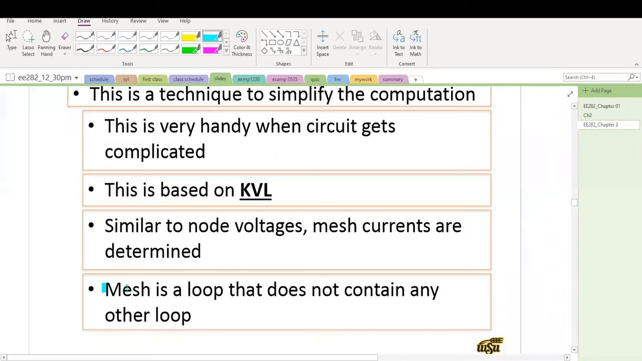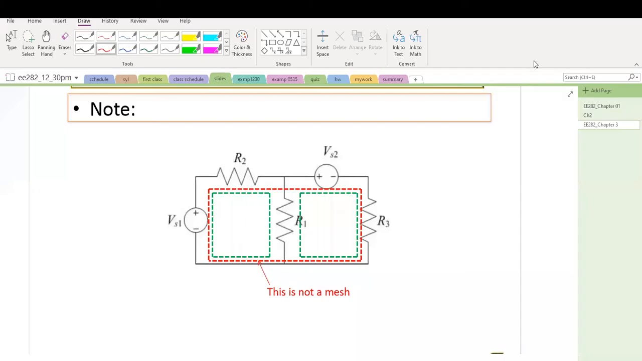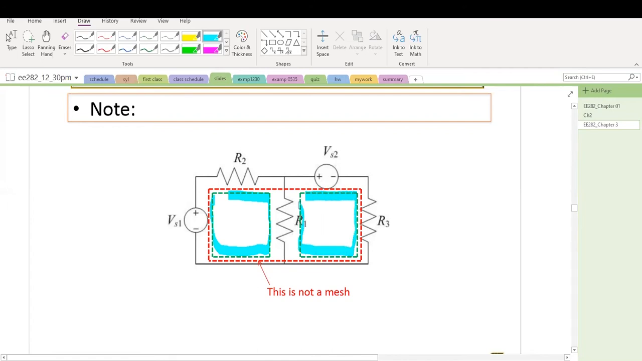Let's define a mesh first. A mesh is a loop, but it is a loop that does not contain other loops. This is a mesh. This is a mesh. This is a mesh. You can see the mesh is a loop but does not contain other loops. So this is exactly what we say here. This is a mesh here, because it's one loop. This is a mesh here. But this big one here is not a mesh.